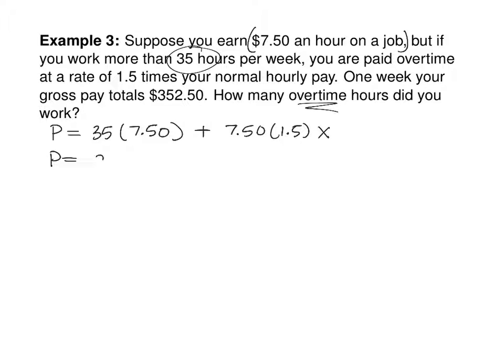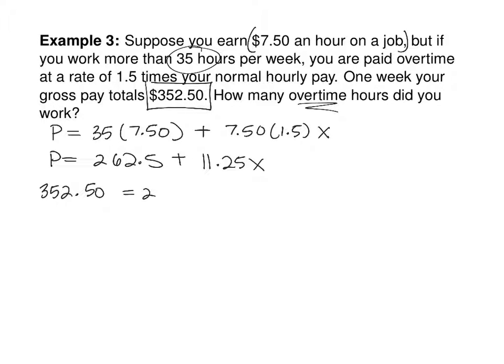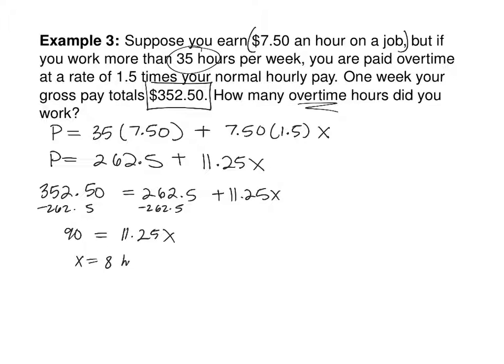So that's P equals 262.5 plus 11.25X. And we know that the pay was $352.50, so plug that in and start solving for X. So take away the 262.5. So 352.50 minus 262.5 comes out to be 90. So 90 equals 11.25X. Then divide by 11.25. And I found that X equals 8. And that's 8 hours of overtime.